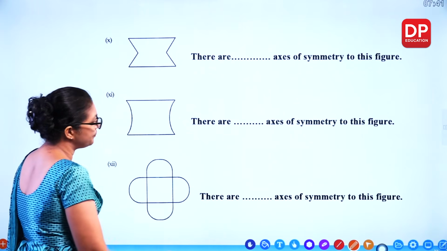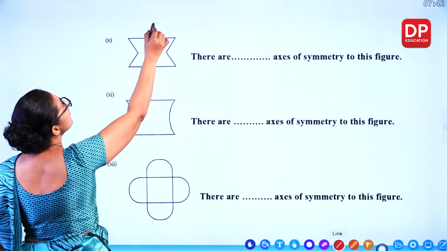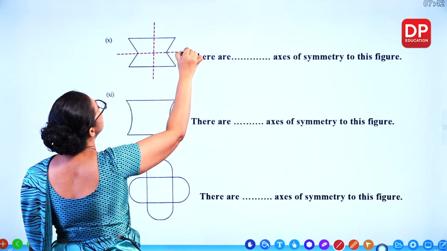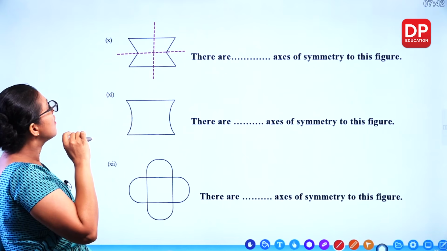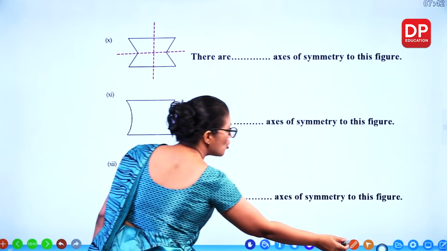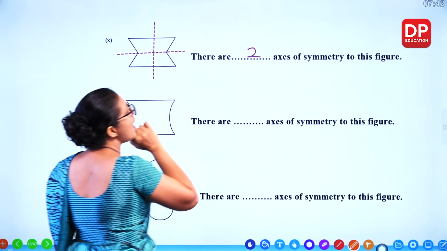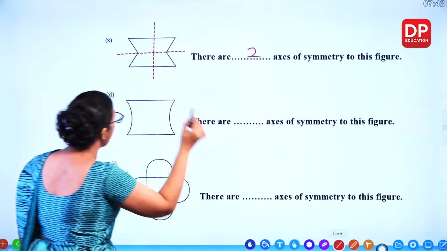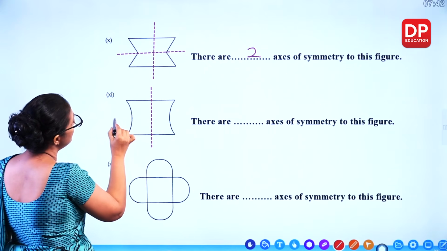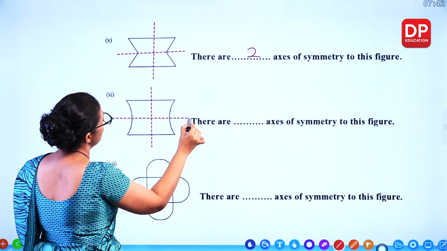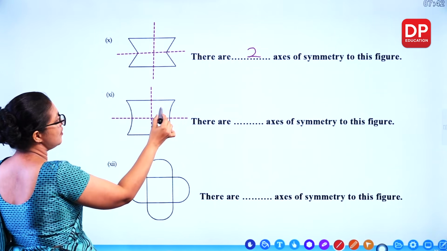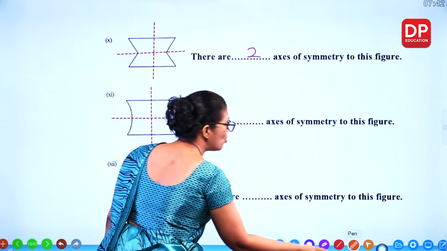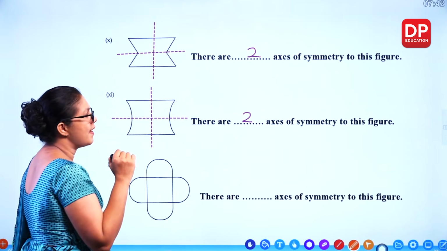What about this one? You can draw a line here and here. That's all. You can't draw another line. So that's 2 axes of symmetry to this figure. What about this one? You can draw a line here, here. Can we draw a line this way? No, this side is not the same. So you can draw only 2 axes of symmetry there.